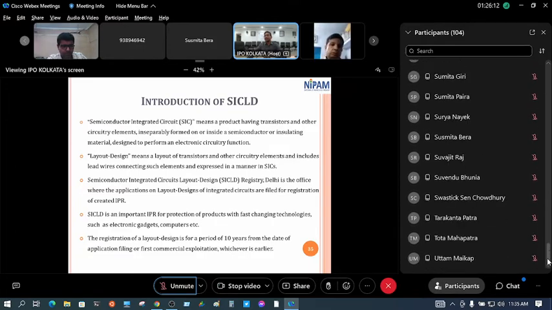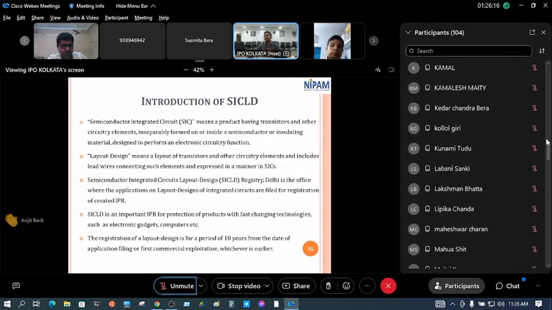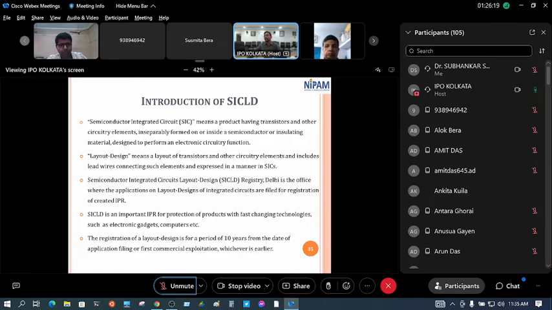So basically, SIC is what we see in some electronic devices like TV and others. And layout design is the specific layout of transistors and other circuitry elements in that semiconductor integrated circuit. So SICLD is the unique layout design of transistors and other basic elements on that semiconductor integrated circuit. And for that unique design, SICLD is obtained. The registration of layout design is for a period of 10 years from the date of application filing or first commercial exploitation. That is the term of SICLD.